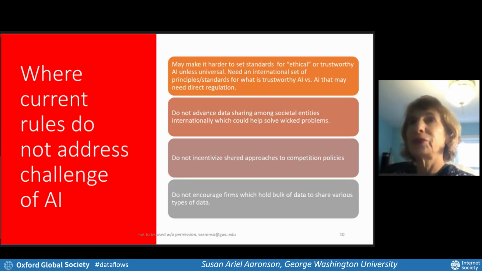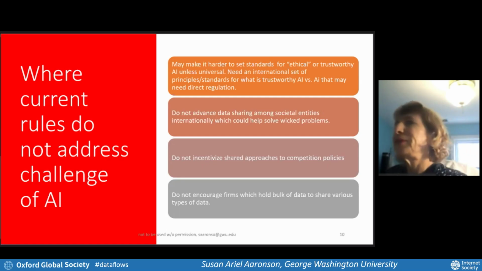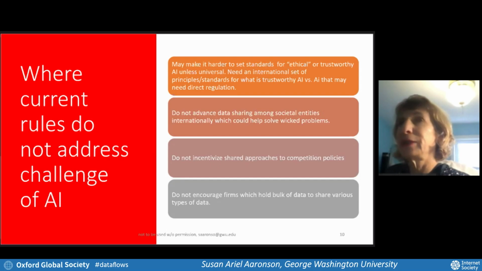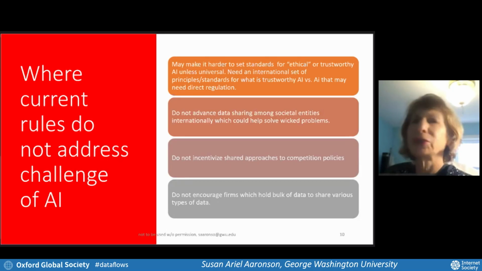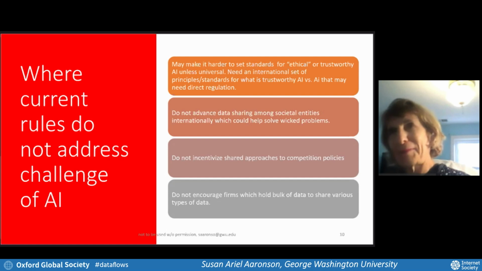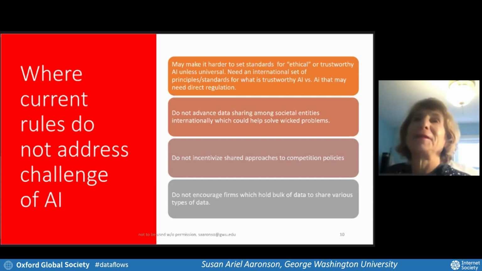Another thing that current rules don't address is that they don't advance data sharing among societal entities. And to me, that is a public good, a global public good, because such data sharing could solve wicked problems that cross borders and transcend generations. I condemn them because they do not incentivize shared approaches. They have all sorts of groovy language, like, I always find this language very odd. Government should endeavor to cooperate, but that doesn't mean they should cooperate. And if they did cooperate, that might have real important effects internationally.